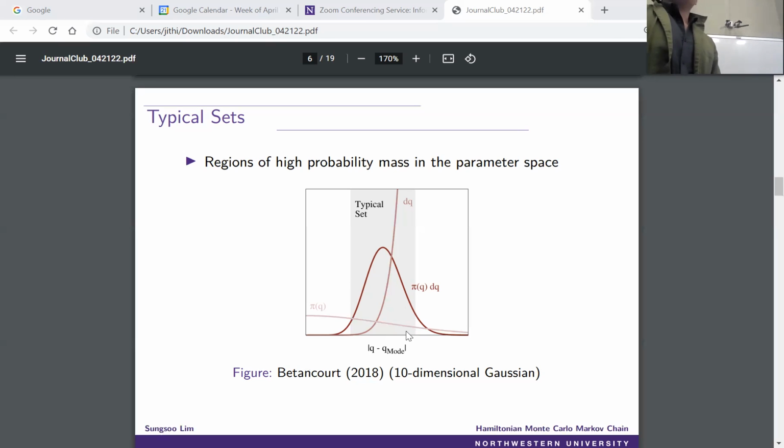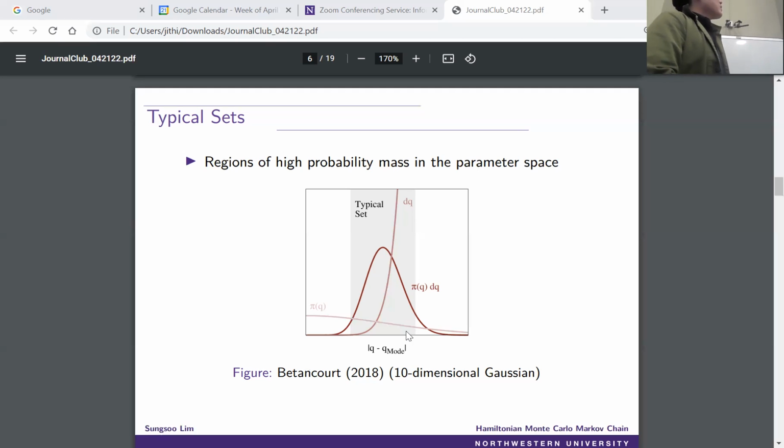Can you give an introduction about what Q is and what DQ is, and is it a vector or a scalar in this high dimension? Yeah, Q is the parameter of the target distribution. So in this figure, I think it's a vector of length 10. And then DQ, when we think about the volume integration, is the incremental step in the parameter space. And pi Q DQ is the integrand.